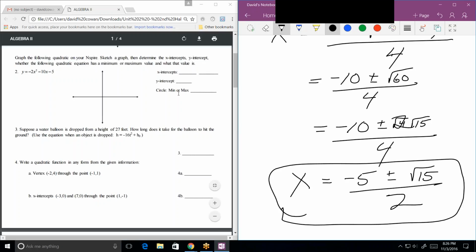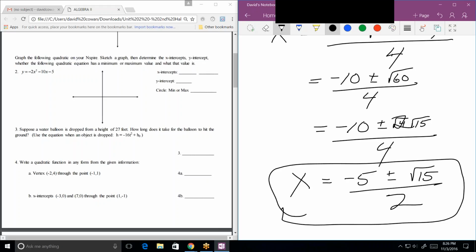Now, circle one or the other, minimum or maximum. What are we going to have in this picture? What kind of parabola do we have? Is it one that opens up or one that opens down? Wouldn't be one that opens down. So do we have a minimum or a maximum? We have a maximum. Right. So you'd circle the max, and they want to know what the value is.